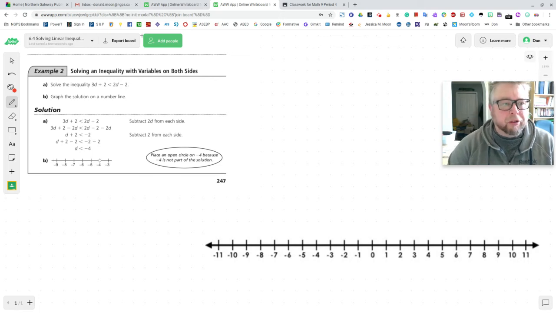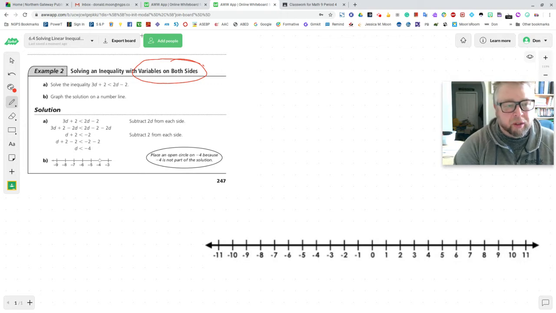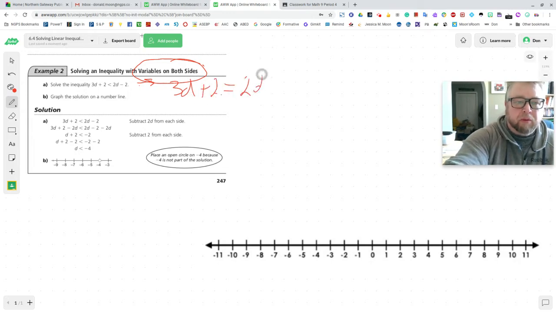Hey everyone, welcome to part 2 of solving linear inequalities using addition and subtraction. So what I want to talk to you about right now is when there are variables on both sides of the equation, much like when we did this before when we had the equal sign. So I'm just going to replace the less than sign with an equal sign.